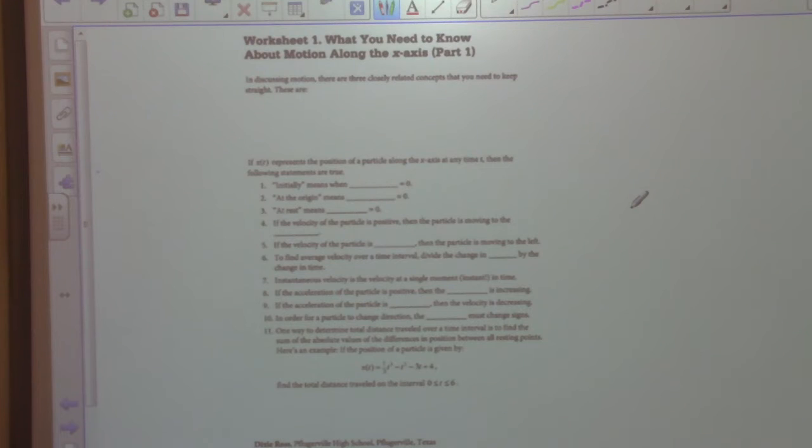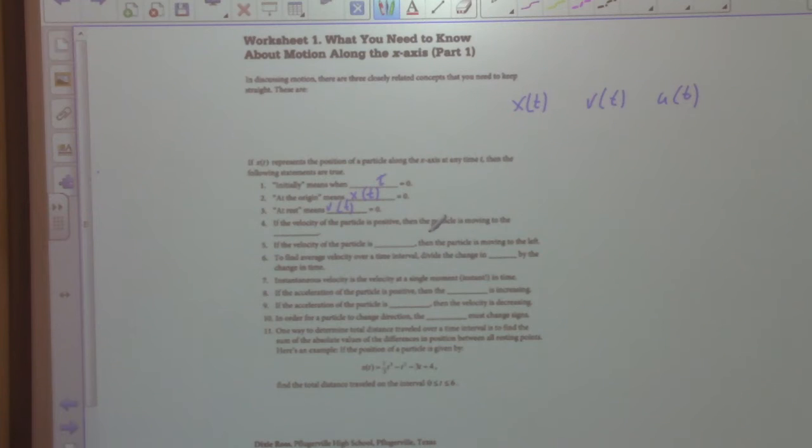All right, let's go over these things here. Initially means when what equals 0? T. At the origin means what equals 0? X of t. I'm thinking x of t, and really for this purpose I want to use x of t, v of t, and a of t. So we'll use those whenever we can. At rest means what equals 0? V of t. Very good.